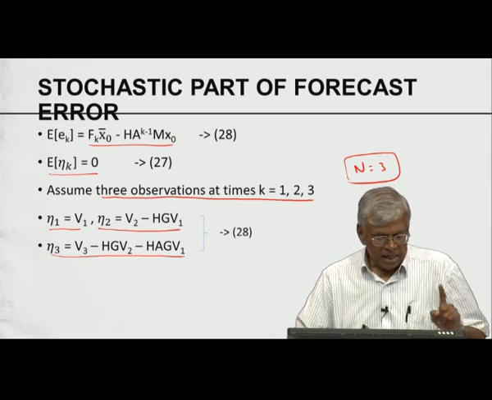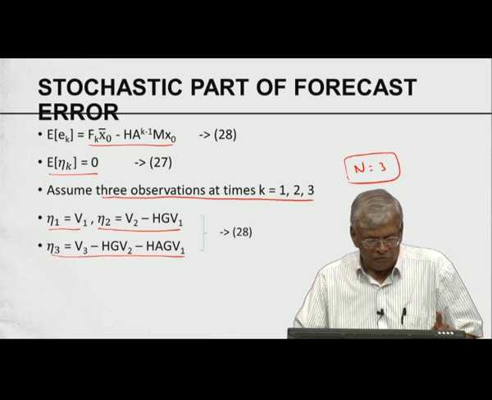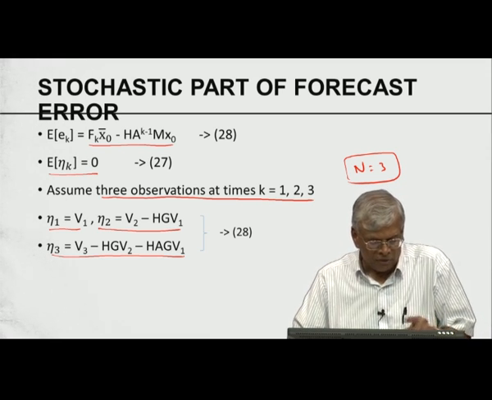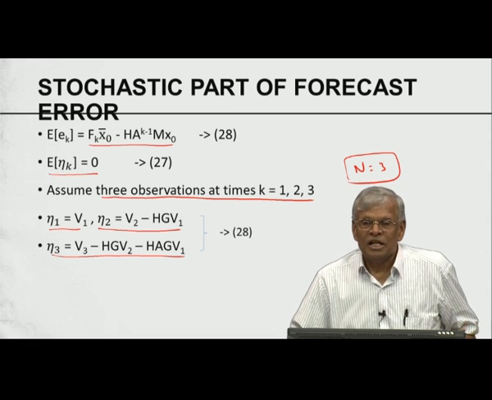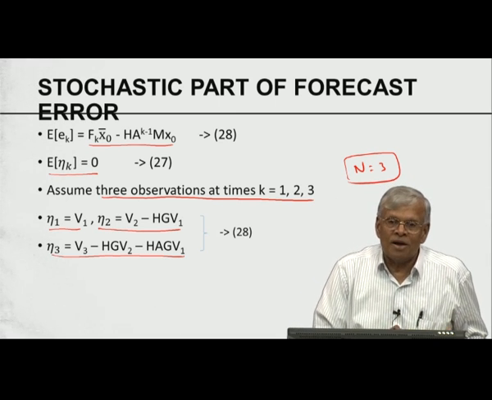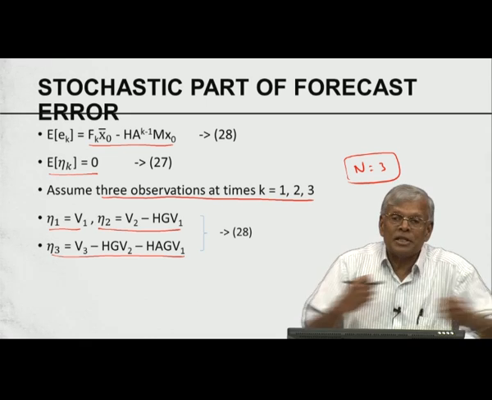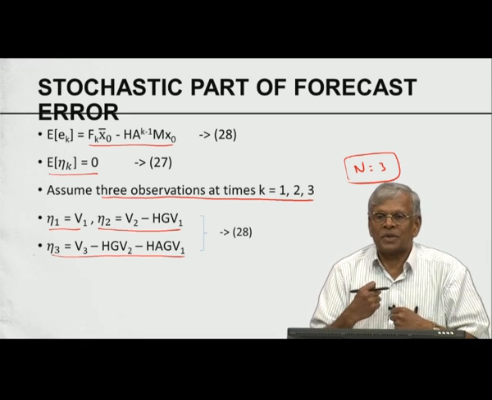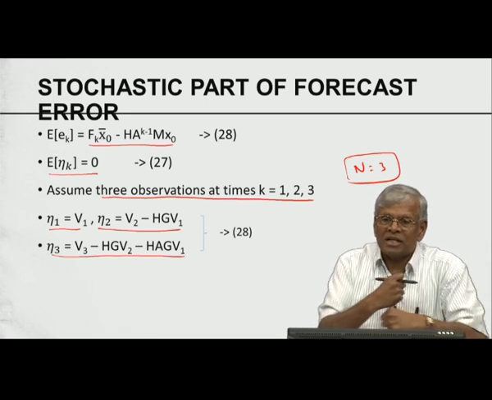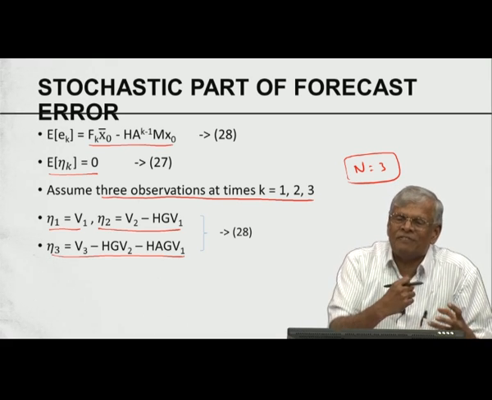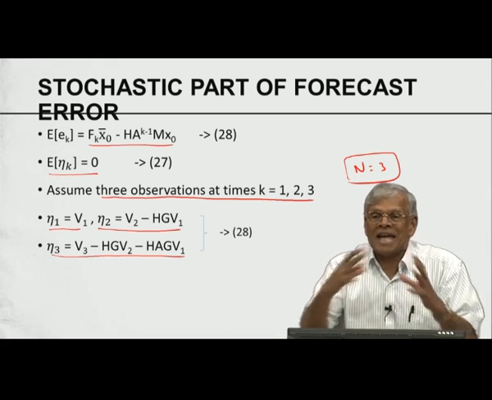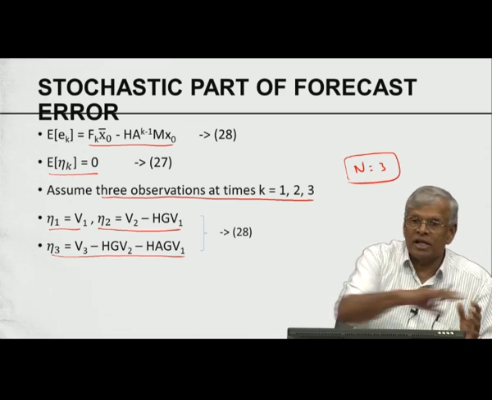Look at this now. Eta 1 depends on V1, eta 2 depends on V1 and V2, eta 3 depends on V1, V2, V3, eta 4 will depend on V1, V2, V3, V4. So this means the etas are correlated. It is this correlation that makes the 4D scheme a little defective, in the sense that they have not taken the entire weight function that accounts for the serial correlation.